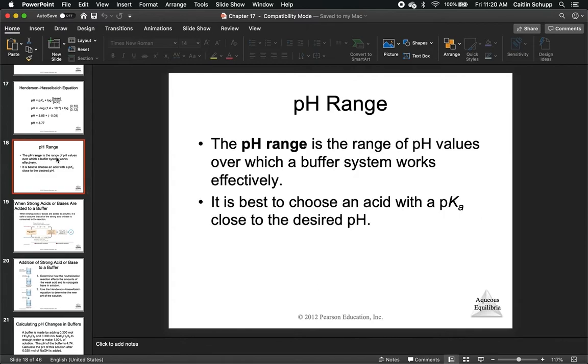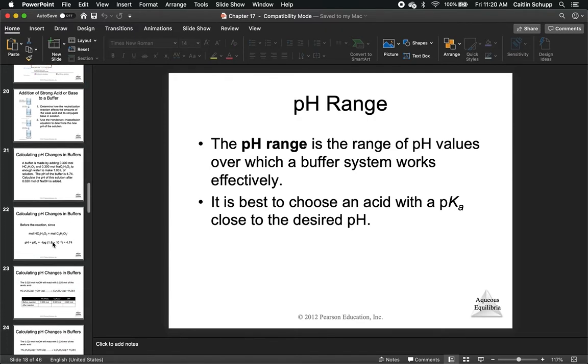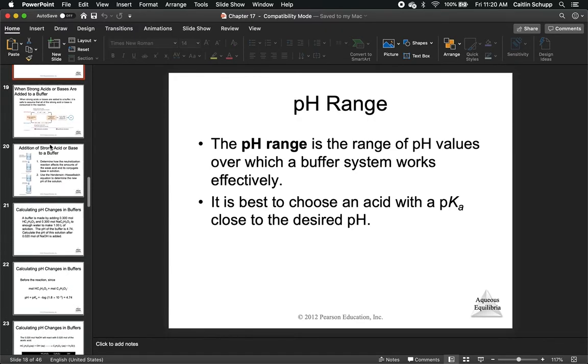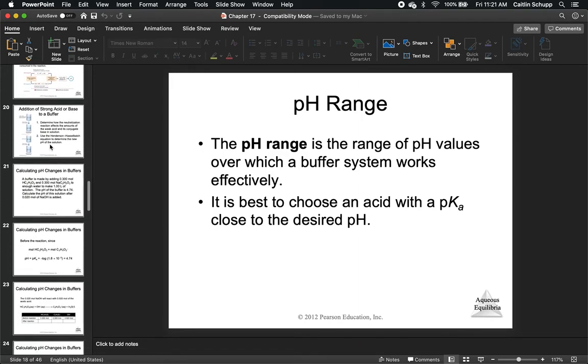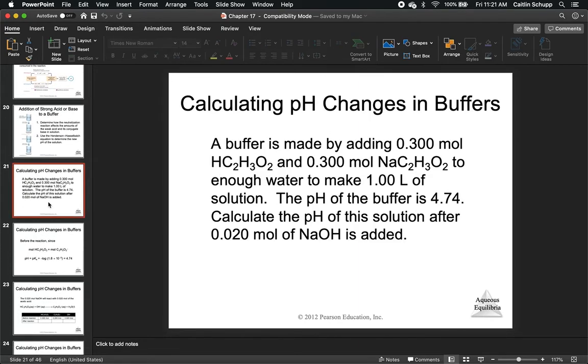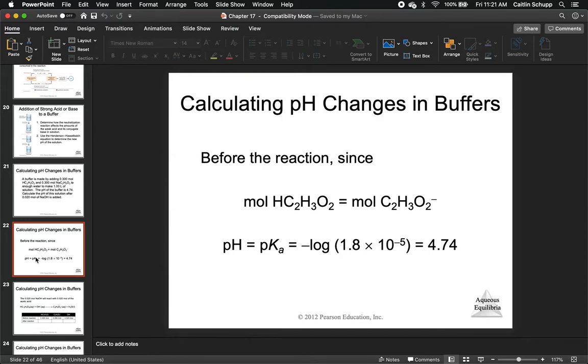Now, we are going to talk a little bit further about pH ranges and how strong bases and strong acids are related to buffers in general. But for now, that is what I want to stop at. Calculating pH changes in acids and in buffers, same way we just talked about. You're going to use the Henderson-Hasselbalch. Anytime you see the term Henderson-Hasselbalch or the term buffer, think Henderson-Hasselbalch. Try and figure out how you can use this particular thing that I know will work.